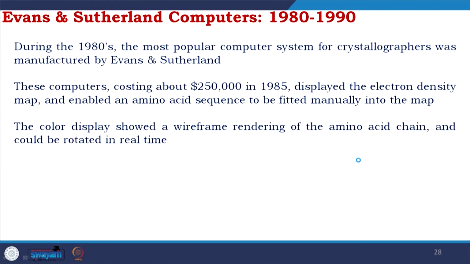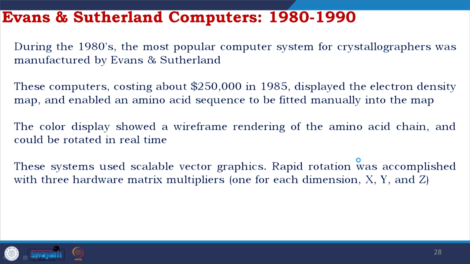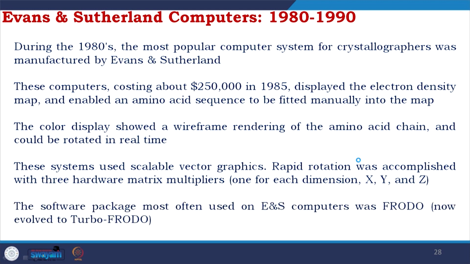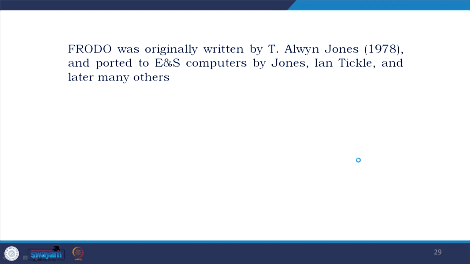The color display showed a wireframe rendering of the amino acid chain and could be rotated in real time. These systems used scalable vector graphics. Rapid rotation was accomplished with 3 hardware matrix multipliers, one in each direction x, y and z. The software package often used on E and S computers was Frodo. I will talk about Frodo and its advancement when I talk about the details of a software called Coot. So, Frodo has now evolved as Turbo Frodo.